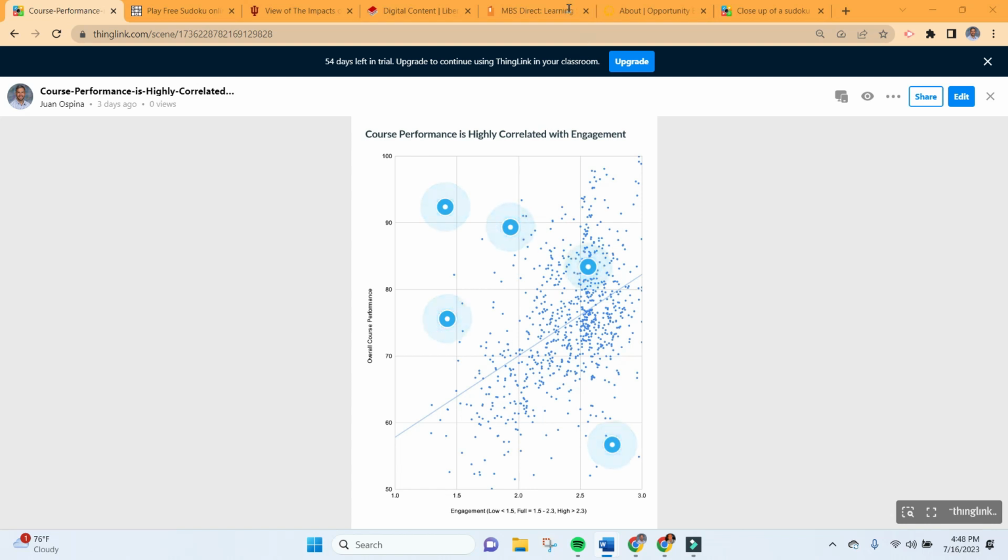Here, overall performance exclusive of engagement is shown on the y-axis, the vertical axis, normalized, and from score of 0 to 100. Sorry, from 50 to 100. While in the x-axis, the horizontal axis is engagement, scored from 0 to 3.0. So let's talk about Sudoku.